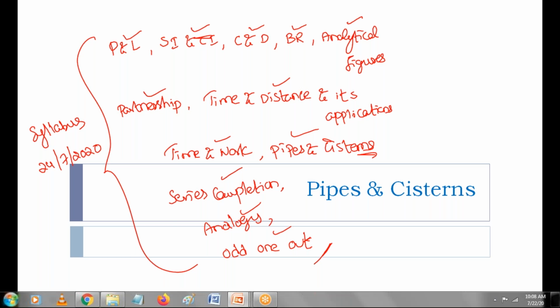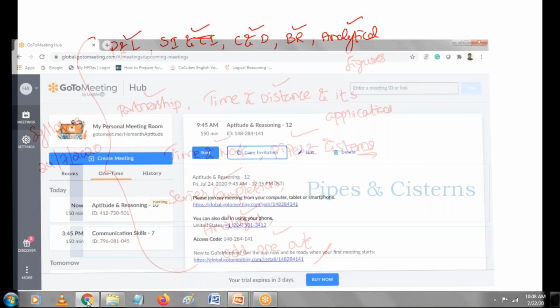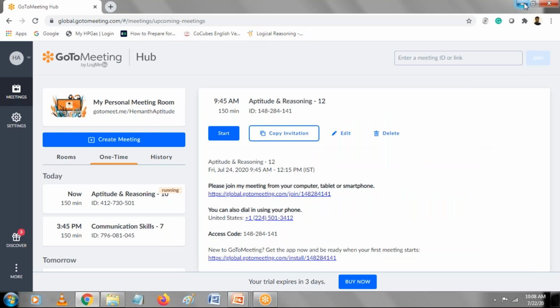One second, guys. If there are any applications, it is asking to close to improve the better connections. Fine. Okay, guys.